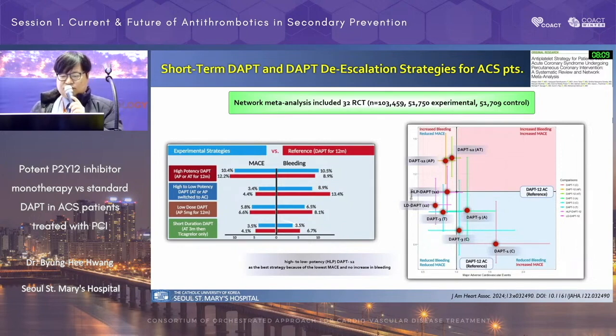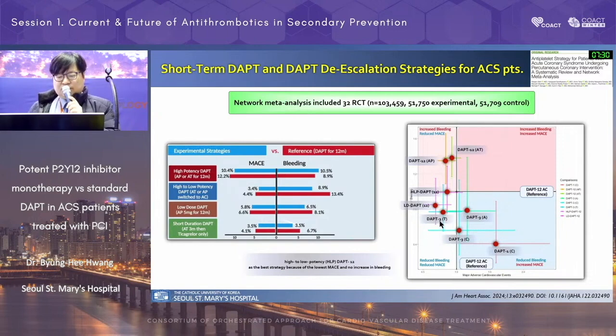So in this chart, you can see DAPT 12 months with aspirin and clopidogrel as a reference. This is the reference for bleeding. This is the reference for the MACE. You can see ticagrelor or prasugrel for 12 months can reduce MACE, but it causes bleeding. So maybe in this journal, they say high to low potency DAPT for 12 months may be the best because bleeding is almost the same as the reference and has lesser MACE.